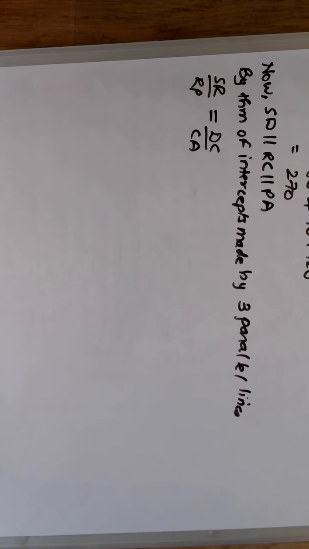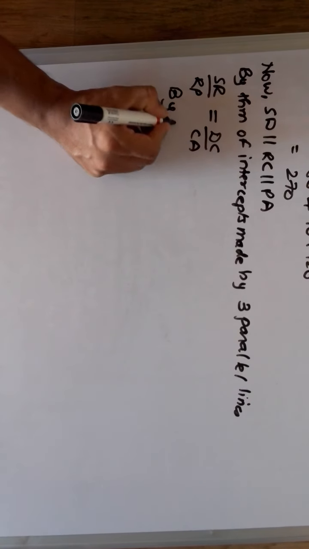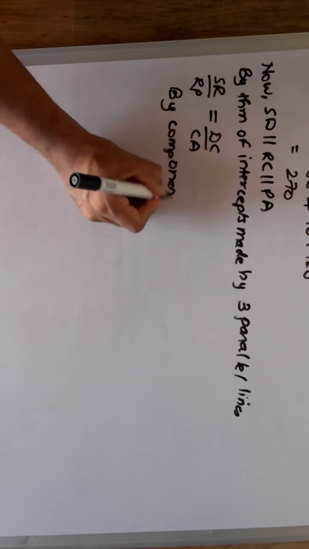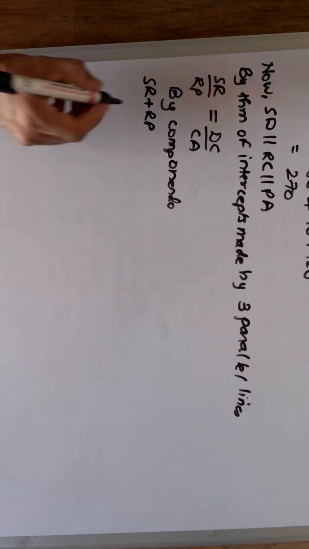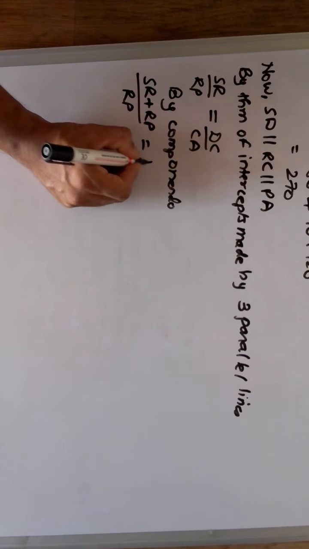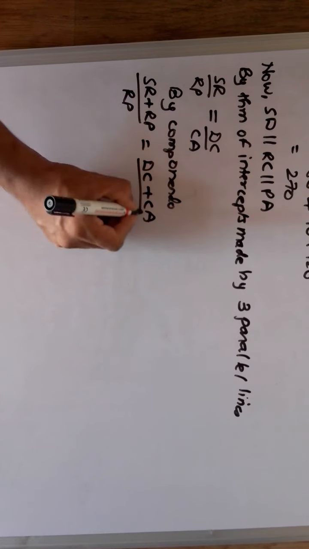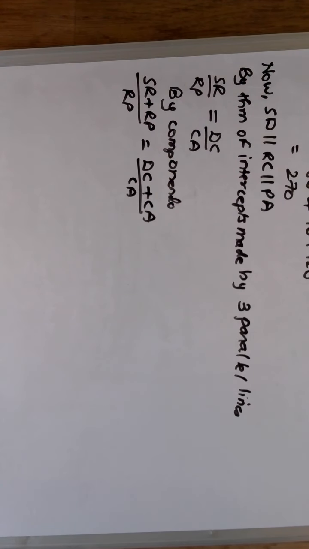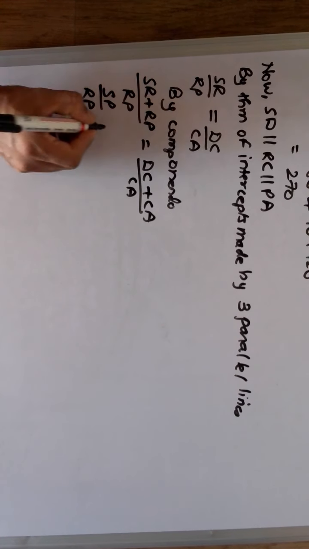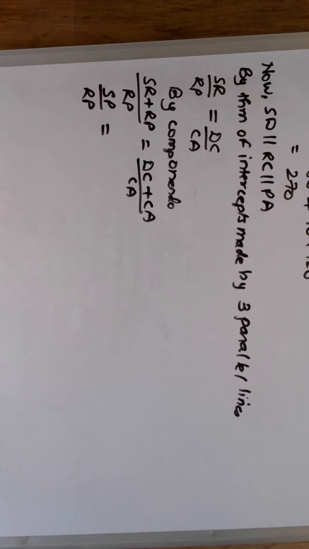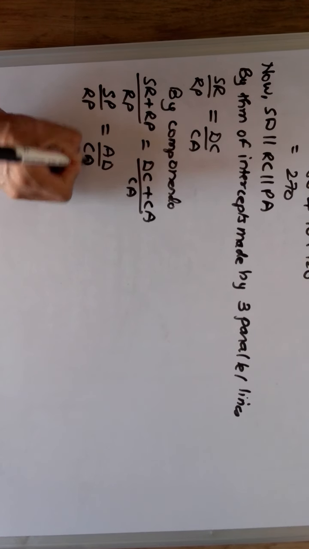Now SR, do you know? No. You know RP? No. Nothing you know. Nothing I know. So do nothing, do componendo. That is by componendo. What is the benefit? That will come to know. You get here SR plus RP is to RP is equal to DC plus CA is to CA. Agreed? Now SR plus RP is your SP. So you get SP is to RP, and DC plus CA is your DA is to CA.